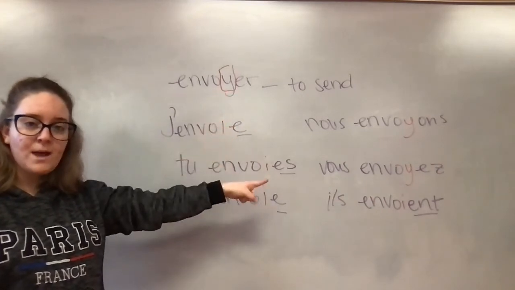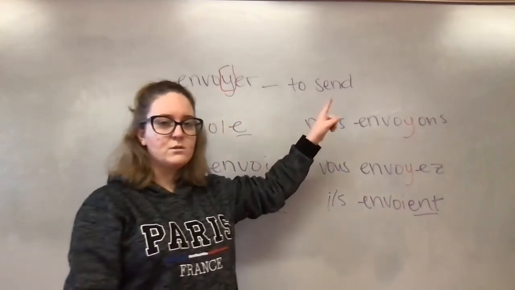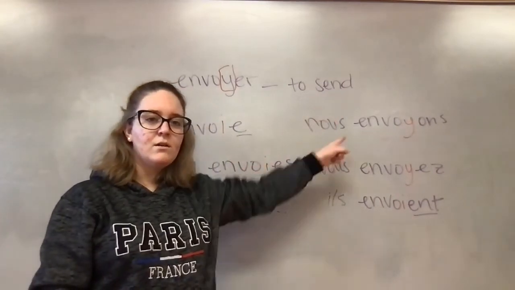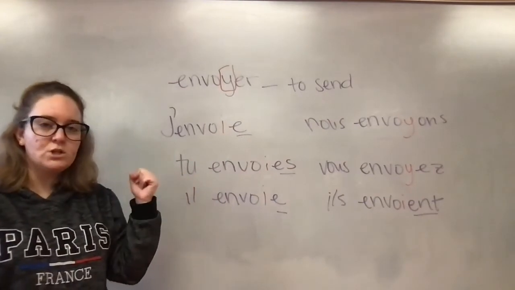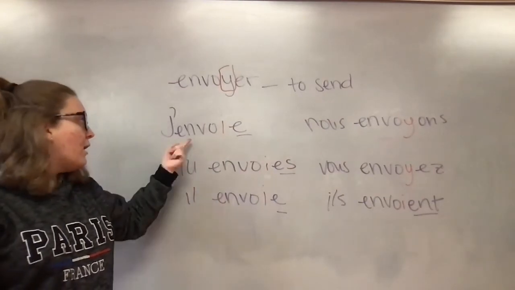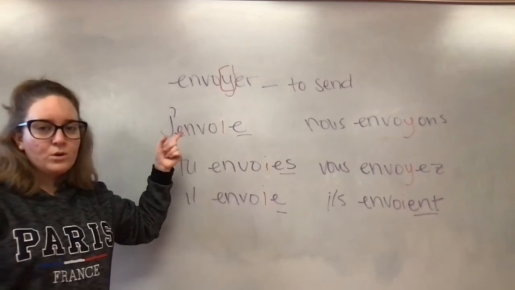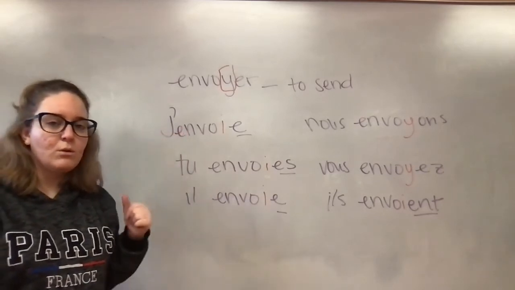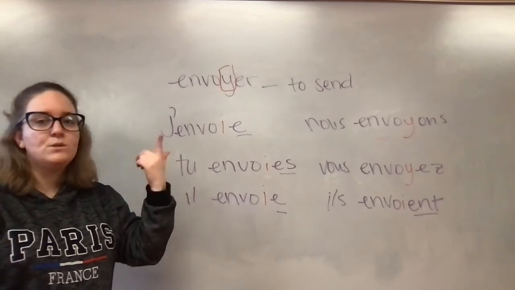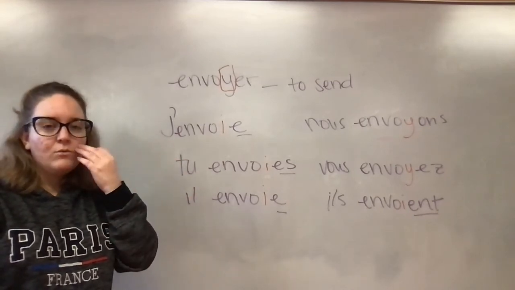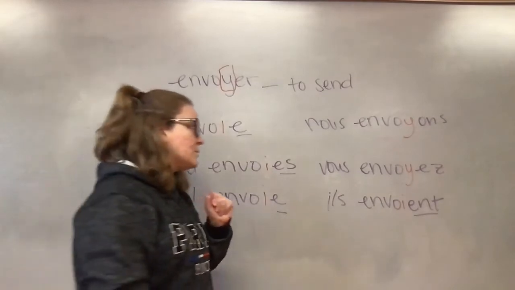Again, we still have our same endings that we're accustomed to: e, es, ons, ez, ent, but we have this little spell change issue to deal with. And since envoyer starts with a vowel, remember you need j' for things that start with a vowel, just like j'aime, l'étudiant, stuff like that. Remember, we have that little contraction that happens.